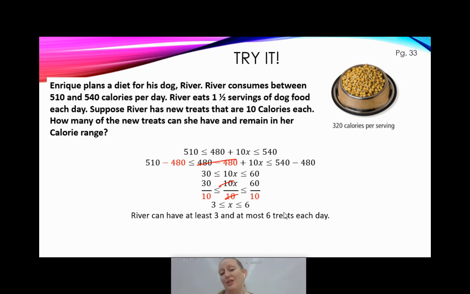So River doesn't know that they're low calorie because she's a dog, but you look like the hero because you're giving your dog more treats. Clever, right? Clever.